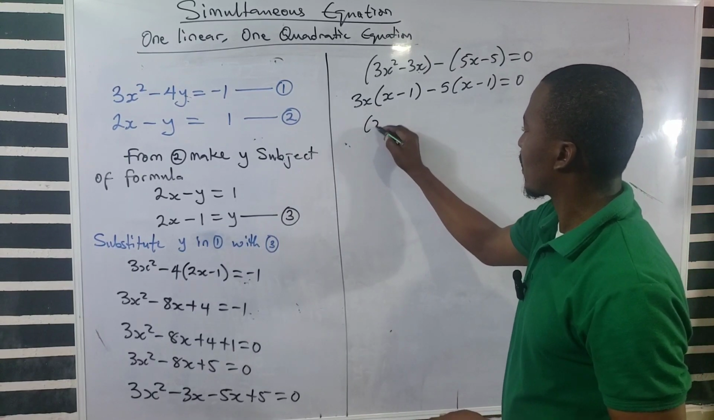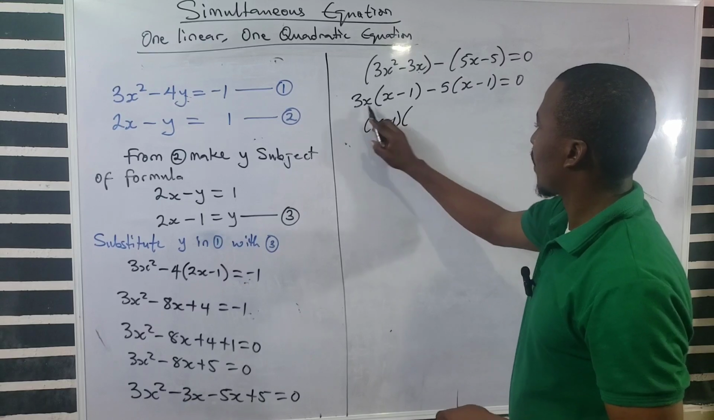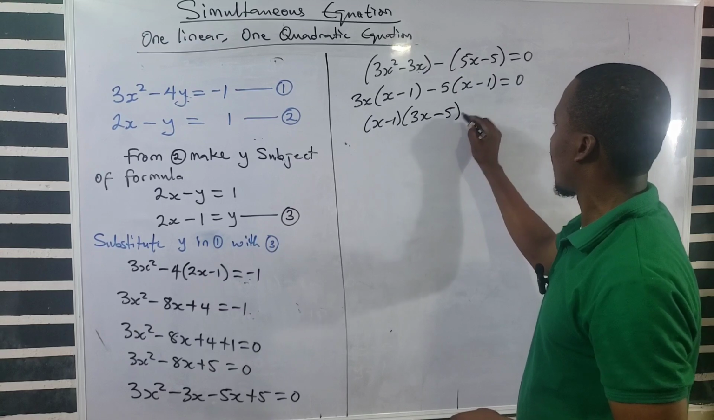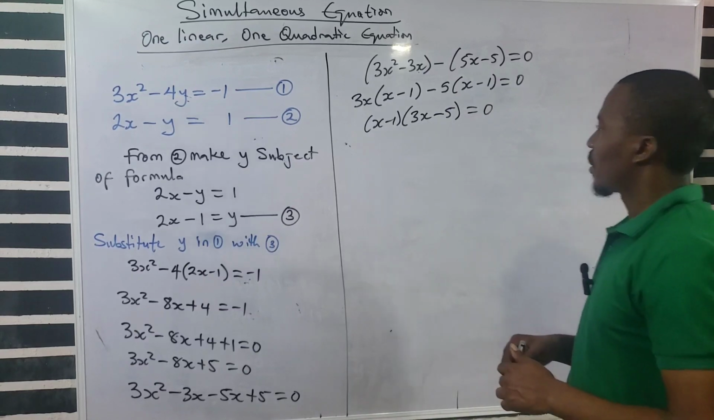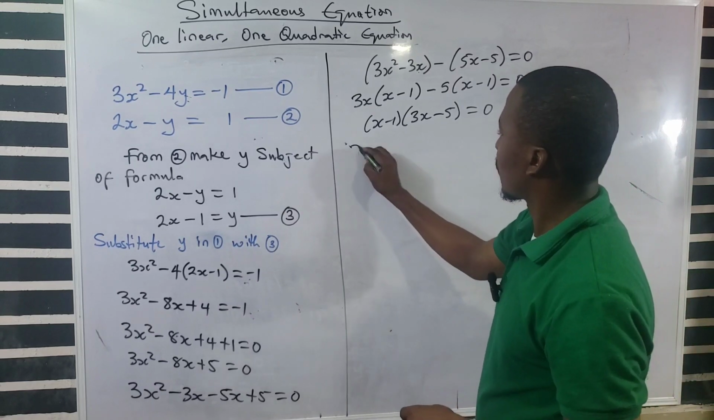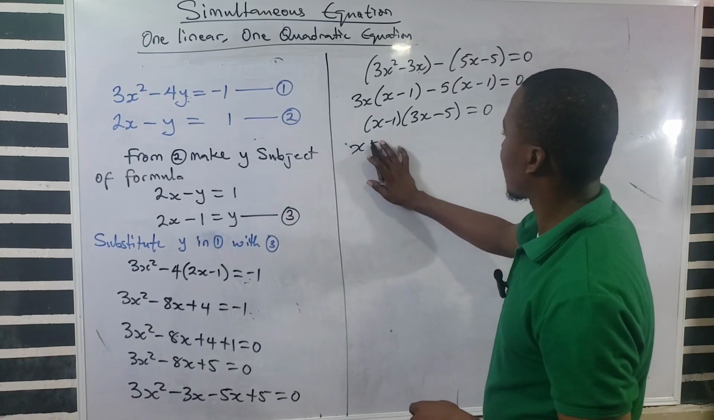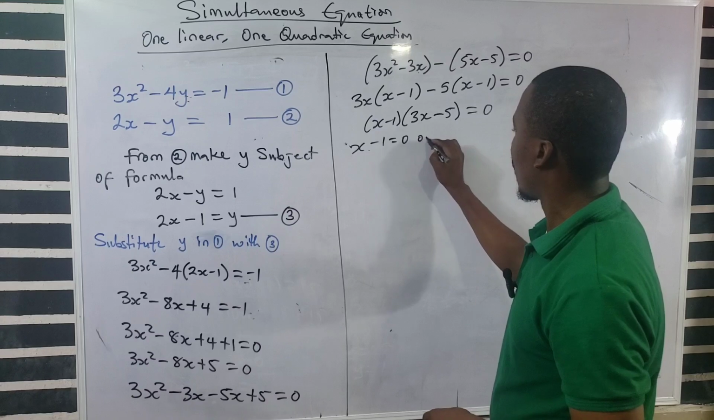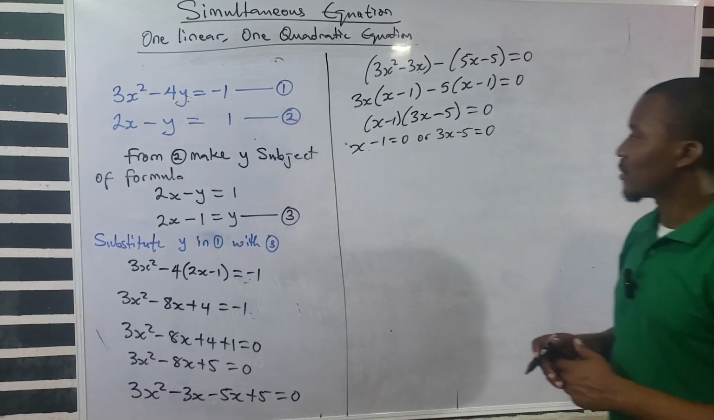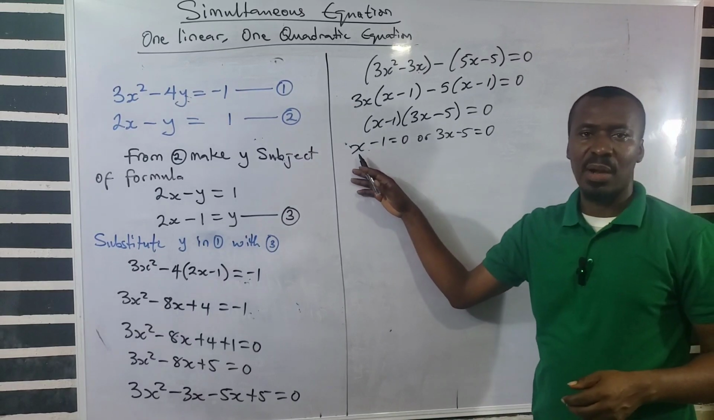So that will give us that x minus 1 in brackets. What will remain here is 3x, and what will remain here is minus 5 equal to 0. Okay, so we have factorized. So let's find the value of our x. So x minus 1 equal to 0, or 3x minus 5 equal to 0. So the next thing to do is to find the value of our x.